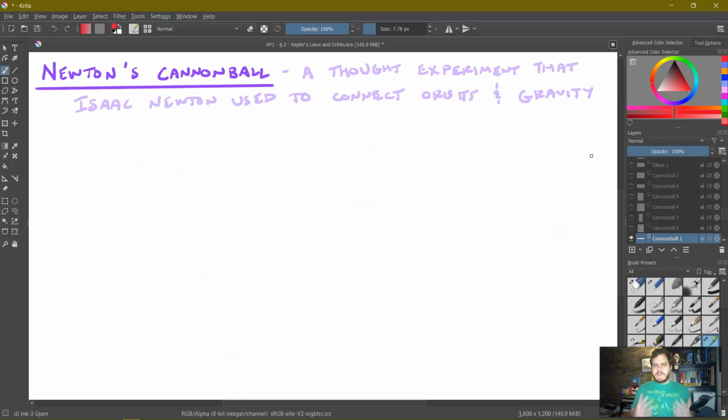Now, while Johann Kepler was able to describe how the planets moved around the sun, he didn't provide any reason why they did that. And that really came from Isaac Newton with his theory of gravity that we discussed largely last class. But how do we connect gravity to an orbit? And that is where this thought experiment that Isaac Newton came up with called Newton's Cannonball is very, very useful.